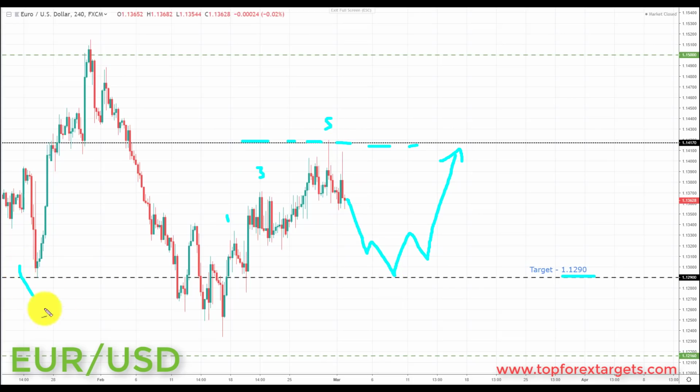This would actually form the basis of a bigger inverse head and shoulders, and this is why in this area we would once again start to look for bullish formations and patterns to see if we're going to get this back to the upside and possibly even a break through the 1.1417 all the way up to the top of the 1.1500.